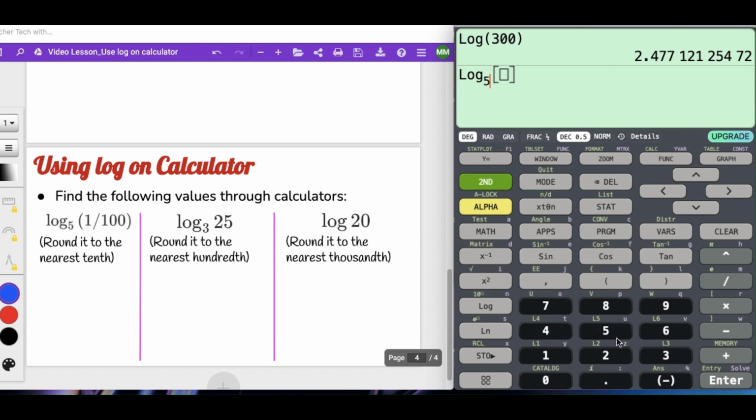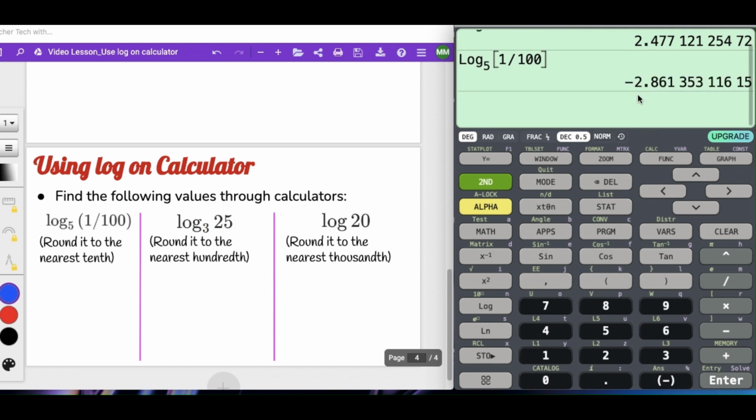The base is 5, and then we go to the arrow. The next one is 1 over, meaning 1 divided by 100, and then we press enter. You will see the answer is actually negative. As we mentioned, whenever you see 1 over, it is always negative. The question asks us to round it to the nearest tenth, so 1 digit after the decimal. We just need to check the next digit, which is 6. So this answer will be negative 2.9, because the 6 is going to round it up.